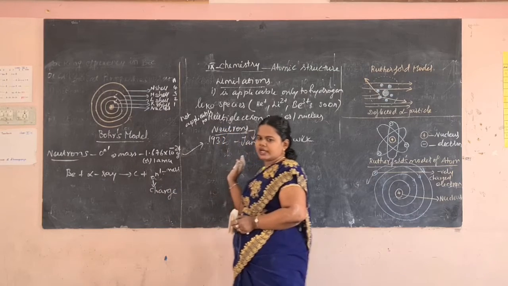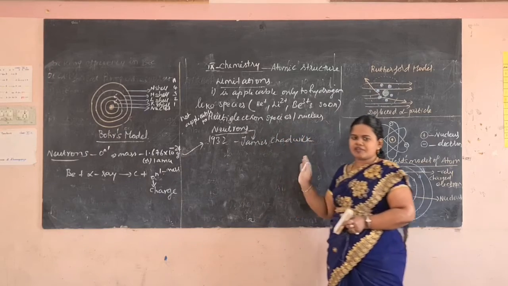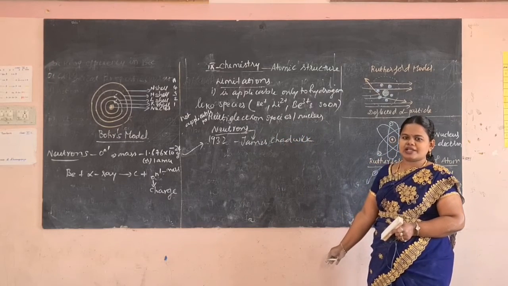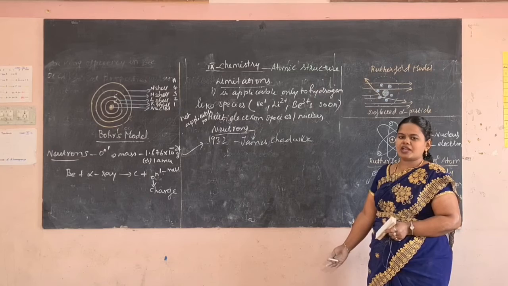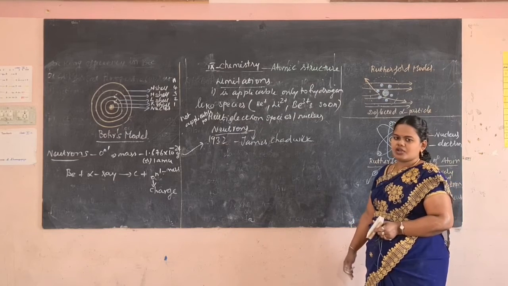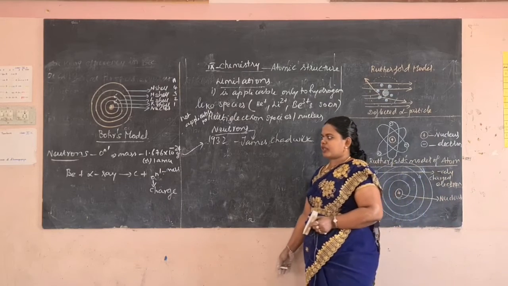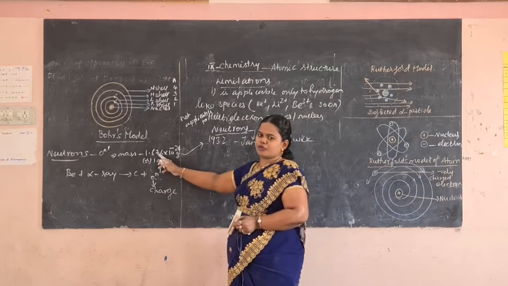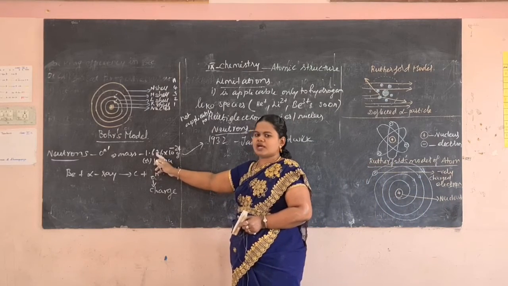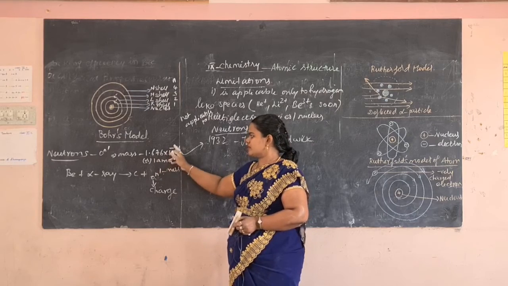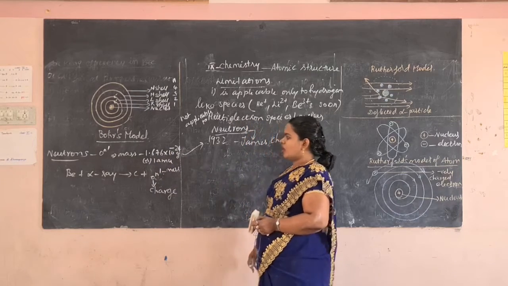And it was found that the neutron was not affected by magnetic or electric fields. Because it is neutral, it is not affected by magnetic or electric fields. That is one property of the neutron. And it has mass equal to the mass of the proton. The mass can be asked in one word: 1.676 into 10 power minus 24 gram or 1 atomic mass unit.